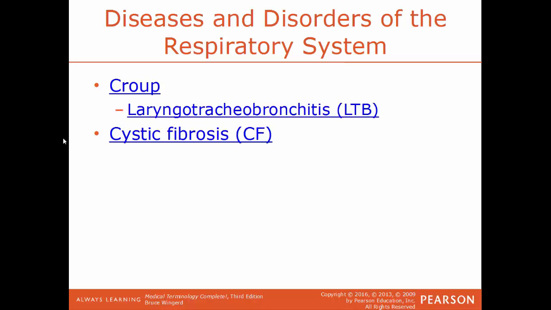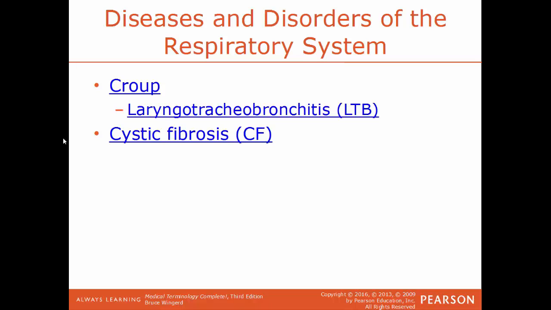And that's the more common term for the second item listed, LTB, laryngotracheobronchitis. So they both reference the same condition, but LTB is the much more cumbersome name, a much more formal name for the croup. Our next term here, CF, cystic fibrosis.